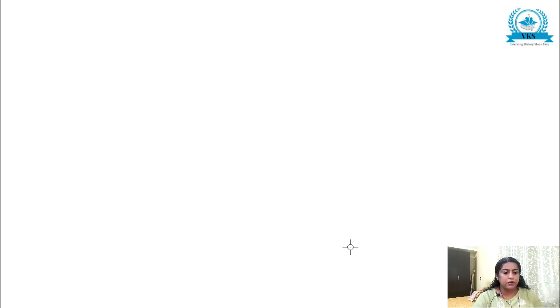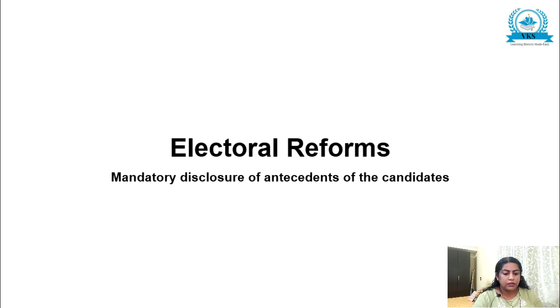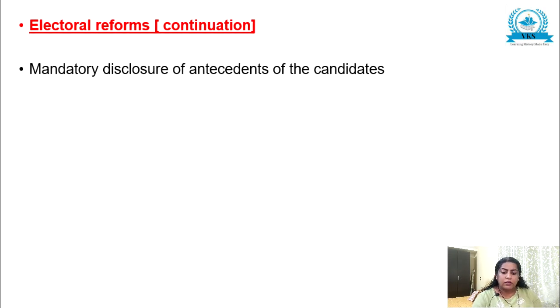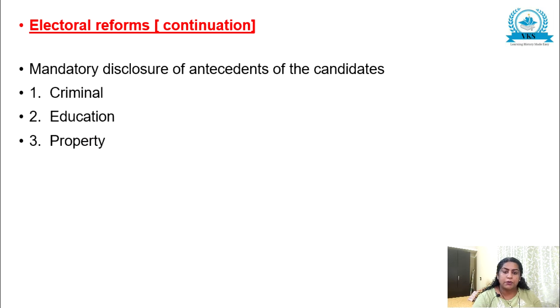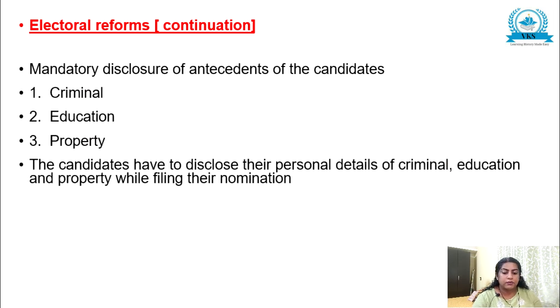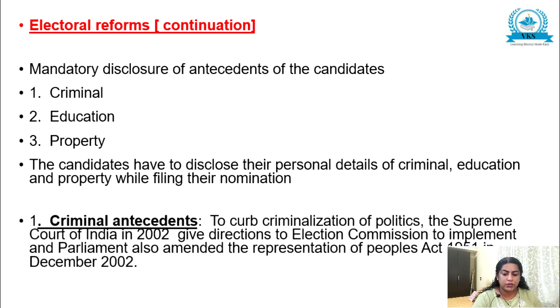Now, before going to the third one, let us see these 2 points once more. That is electoral reforms, mandatory disclosure of antecedents of the candidates, criminal, education and property. The candidates have to disclose their personal details of criminal, education and property while filing their nomination.